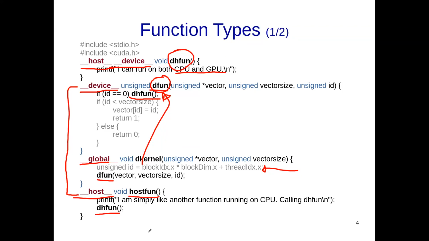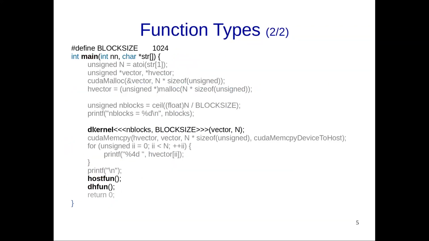So this is only part of the code. I'm going to show main now. From main I can call a kernel, right? Ignore that gray part, that is our usual processing. I can call a host function, that is just a CPU only function. I can also call dh1. Can I call dfun from here? Can I call dfun from main? That is, a device function from main.